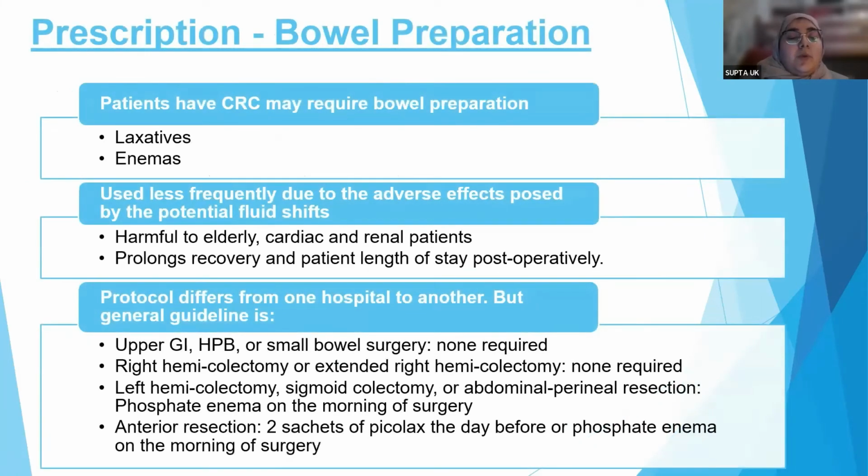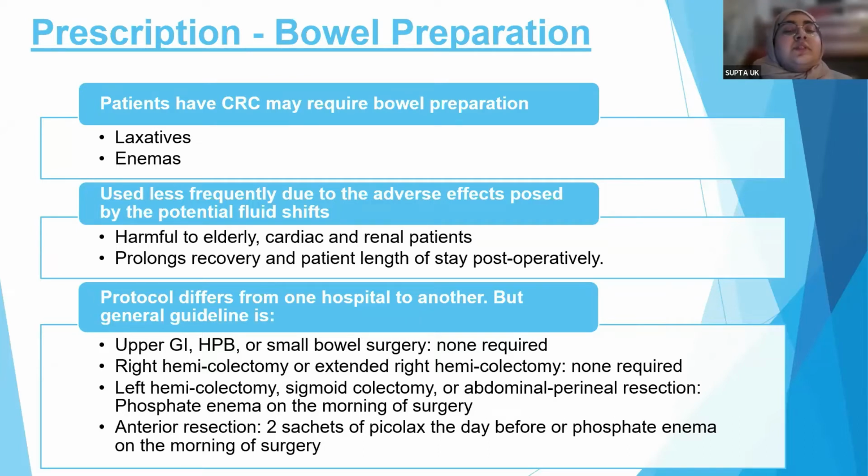And then finally, bowel preparation. This is obviously only specific to certain patients, but it's basically to clean the colon out before a bowel procedure. Certain procedures will require bowel preparation more than others. So for instance, if I were to take upper GI or small bowel surgery, nothing is required other than the normal surgical advice, whereas an anterior resection requires 2 sachets of Picolax, which is a laxative, the day before, or an enema the morning of. Okay, so that needs to be prescribed as well, which people don't necessarily think about or consider.